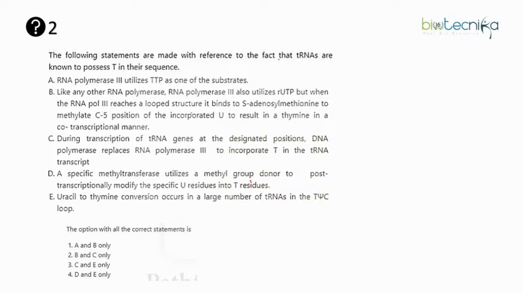So it is saying that the following statements are made with reference to the fact that tRNAs are known to possess T in their sequence. T means thymine, right? Now, why have they pointed this thymine? Because obviously, as we know, RNA doesn't have thymine. They have uracil in place of thymine, right? But this tRNA has thymine. So what can be the possible reason for having that?